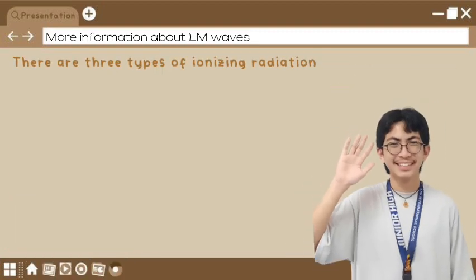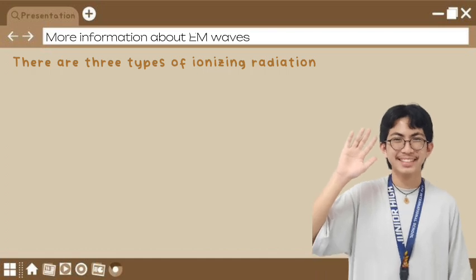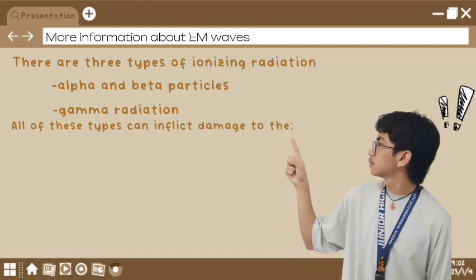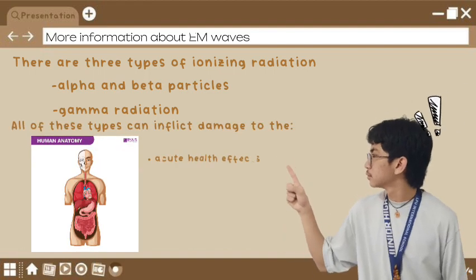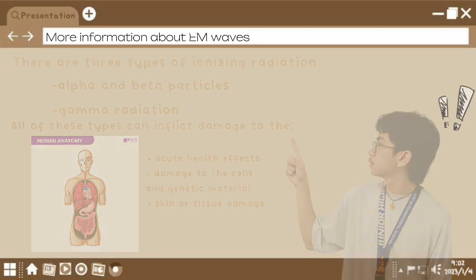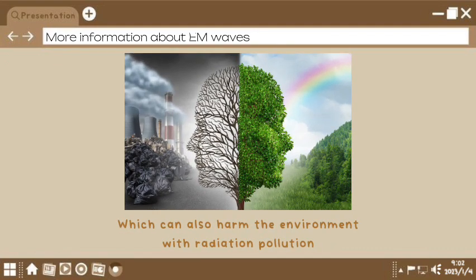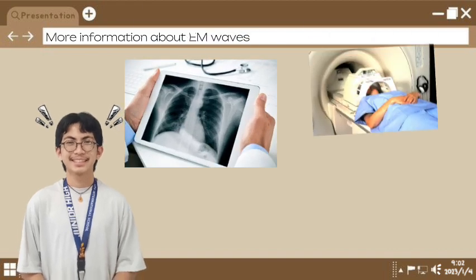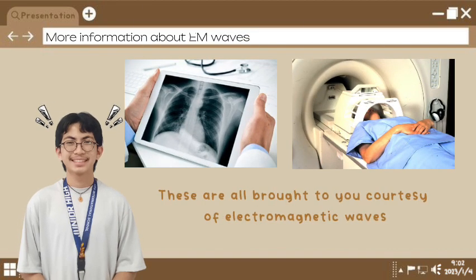There are 3 types of ionizing radiation: alpha and beta particles and gamma radiation. But all of these types can inflict damage to the human body, acute health effects, damage to the cells and genetic material, skin or tissue damage, and can also harm the environment with radiant pollution. For example, medical imaging techniques such as X-ray and MRI are all brought to you courtesy of electromagnetic waves.